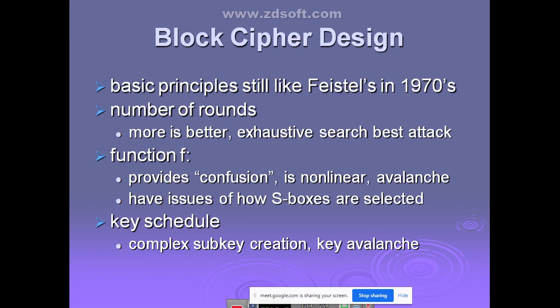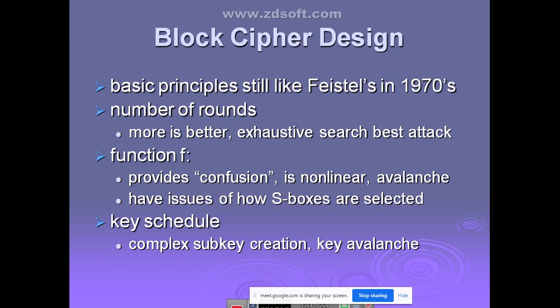And the next one is function F. Already we have used the round function F, right? Function F is going to provide you the confusion, that is non-linear, and avalanche. Already you know what avalanche is. What do you mean by the avalanche effect? In the round function, the confusion will be added.